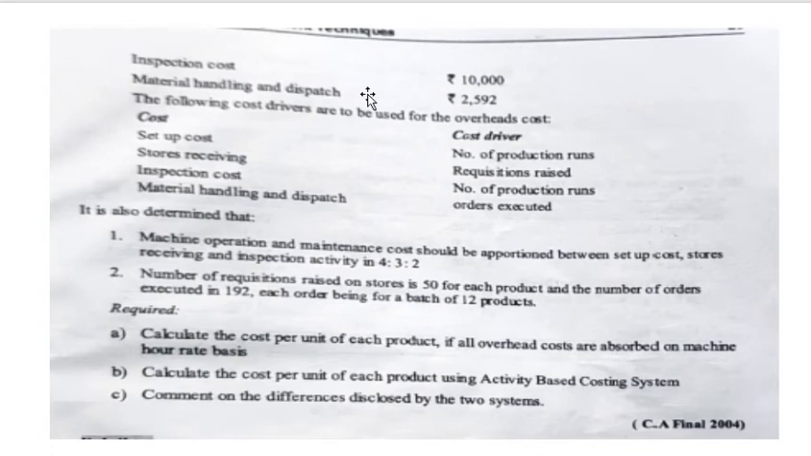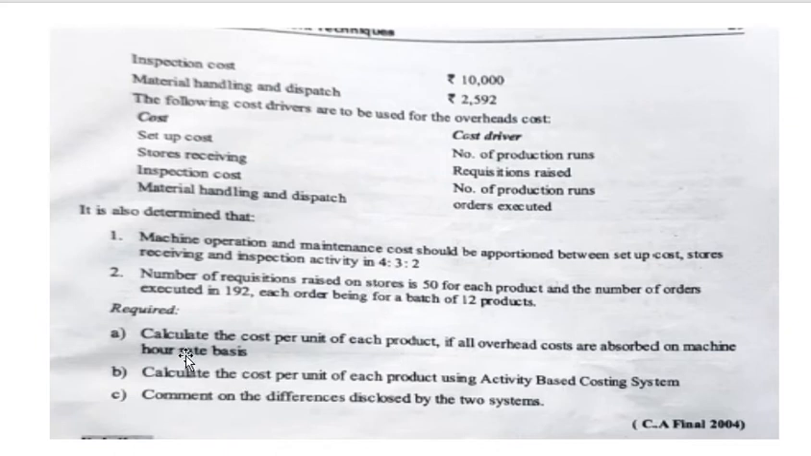The following cost drivers are to be used for the overhead costs. Setup cost: number of production runs. Stores receiving: requisitions raised. Inspection cost: number of production runs. Material handling and dispatch: orders executed. It is also determined that machine operation and maintenance cost should be apportioned between setup cost, stores receiving and inspection activity in 4:3:2. The number of requisitions raised on stores is 50 for each product, and the number of orders executed is 192, each order being for a batch of 12 products.